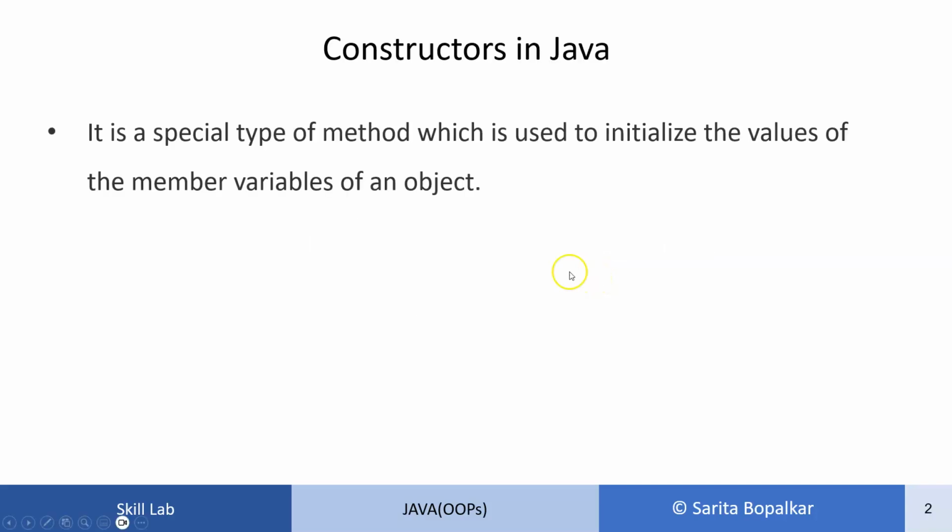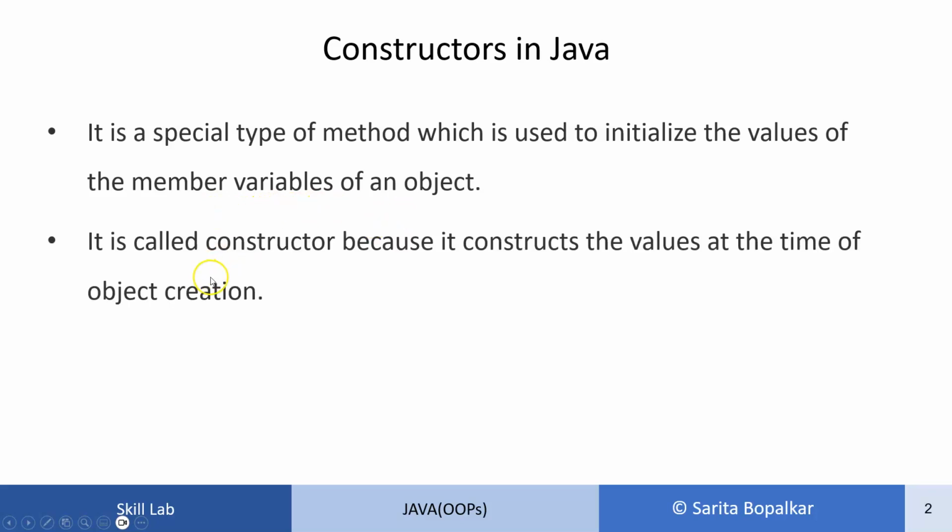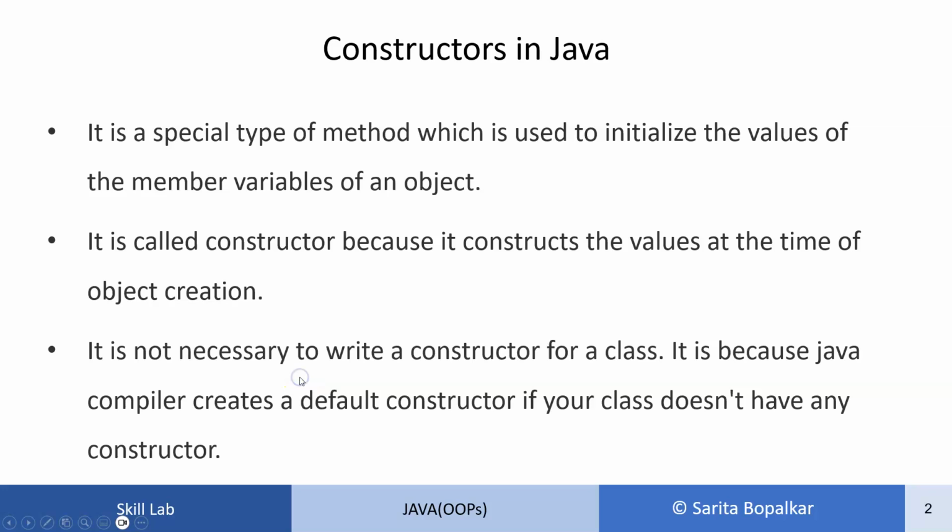Today in this video we are discussing constructors in Java. A constructor is a special type of method which is used to initialize the values of the member variables of an object. It is called a constructor because it constructs the values at the time of object creation. So whenever you are creating the object, it will initialize the member variables of the object.